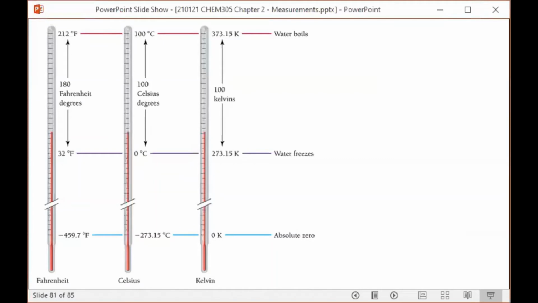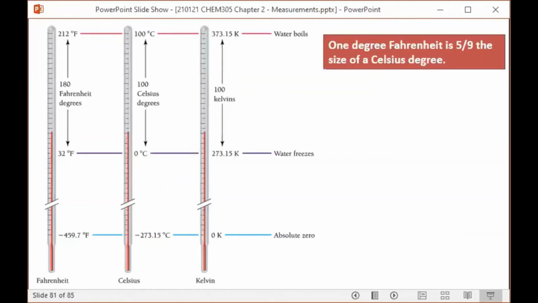Okay, so some more comparisons. This shows the same thing, but with some more information. So again, 212 is the boiling point on the Fahrenheit scale, 100 on the Celsius scale, and 373.15 on the Kelvin scale, boiling points of water.